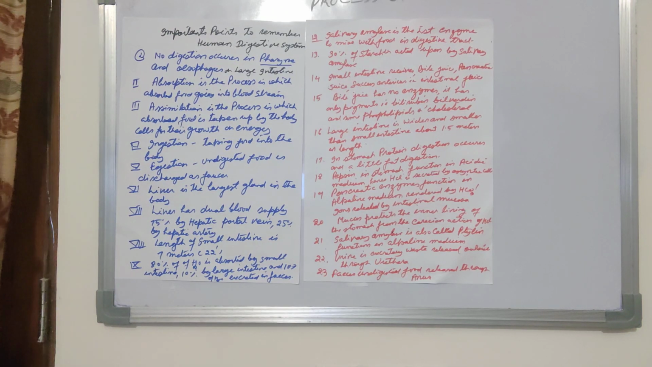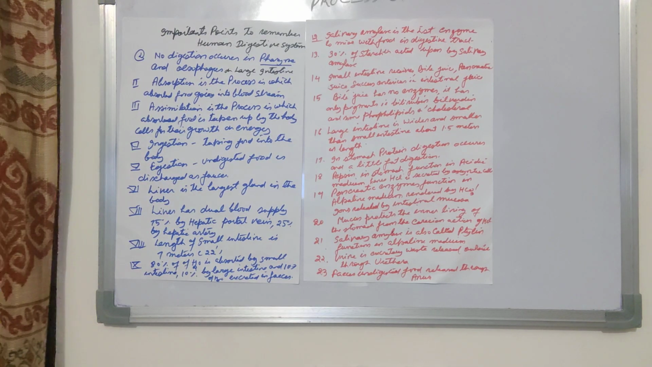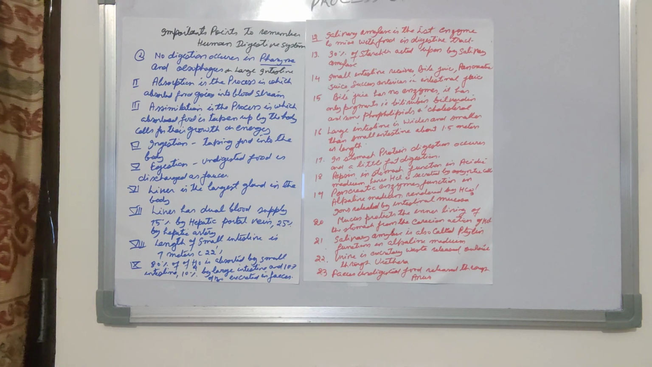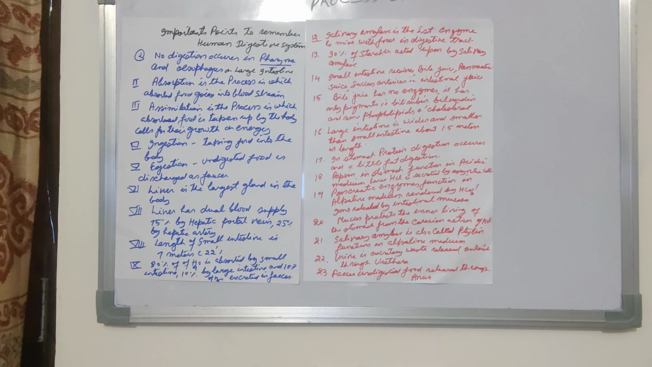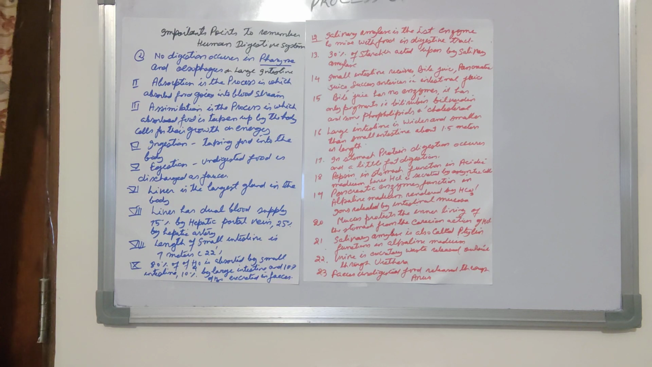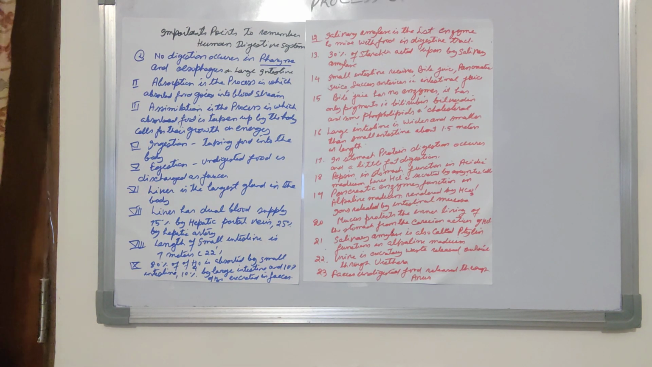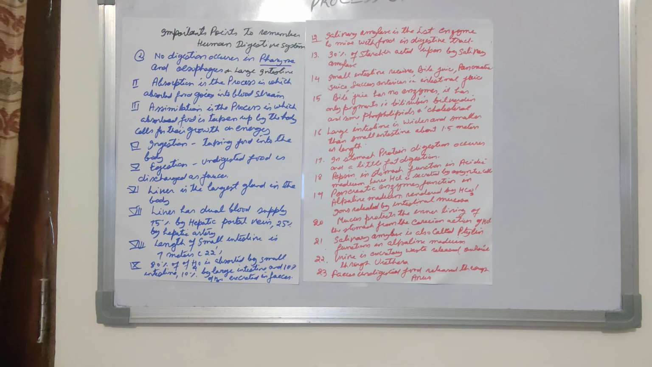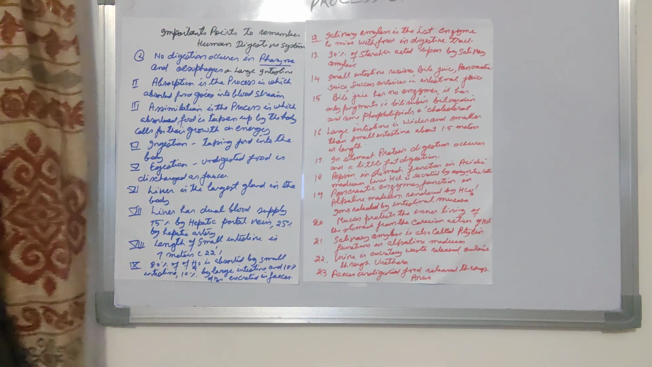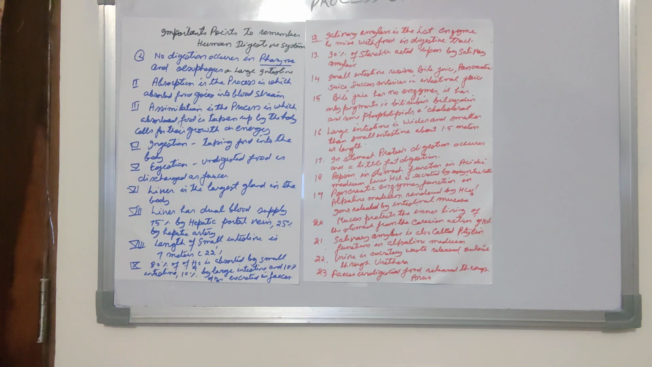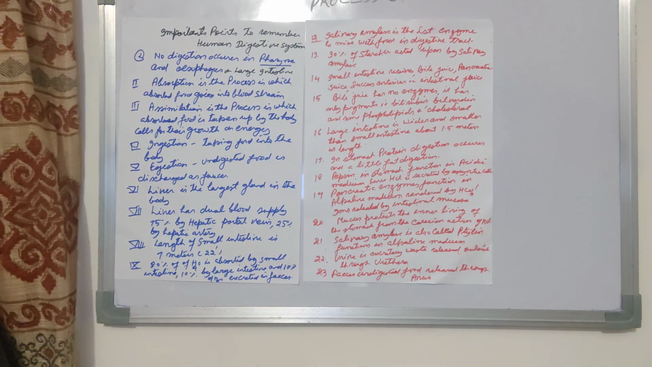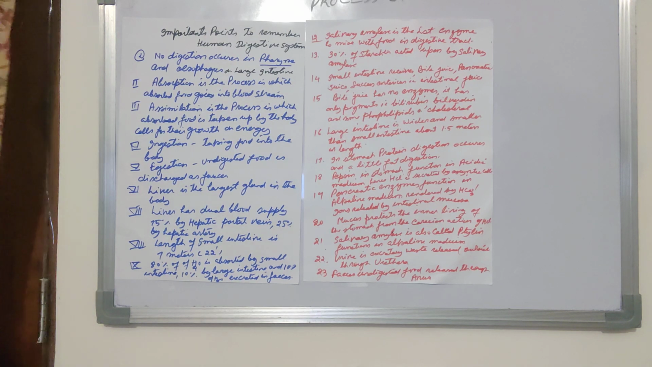The length of the small intestine is 7 meters, 22 feet. It is the longest part of the alimentary canal. Moreover, 80% of the water is absorbed in the small intestine, 10% by the large intestine, and 10% is excreted as feces.